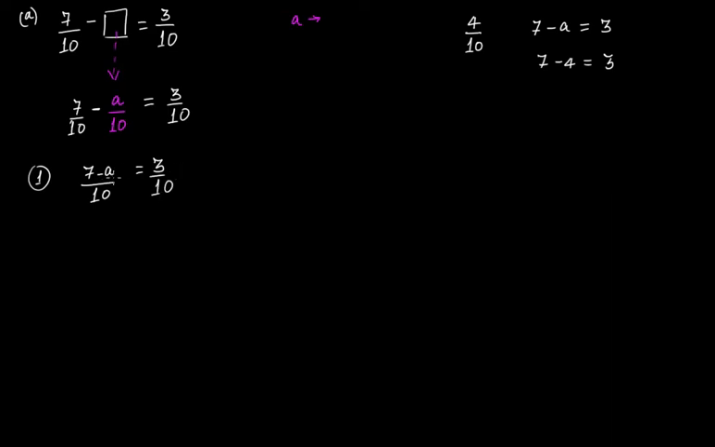Now, in order to get the numerator as 3, 7 minus a should be 3. 7 minus 4 is 3, right? So a will be 4. Therefore, your fraction will be 4 divided by 10.